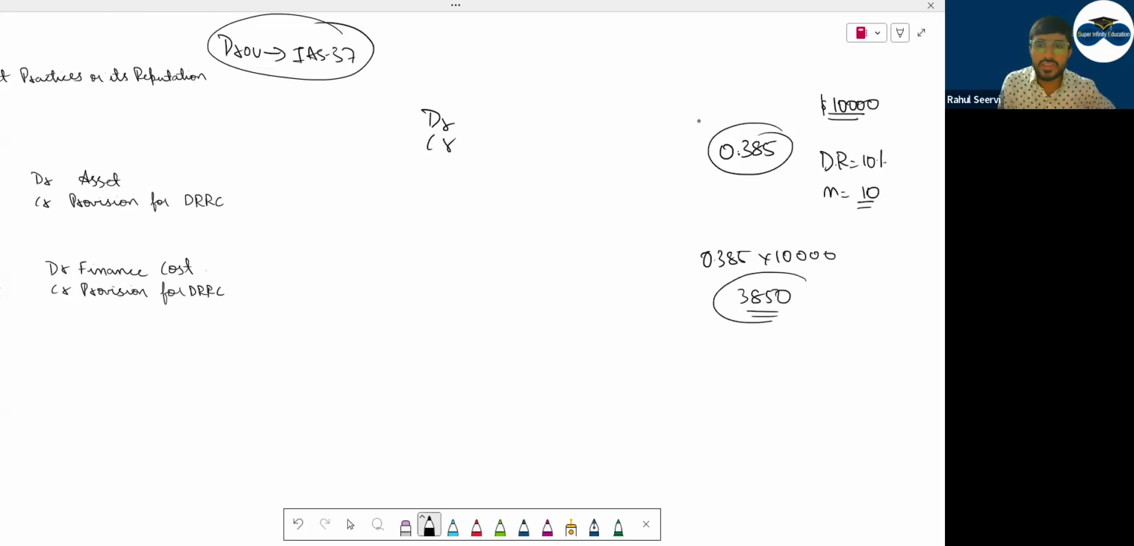So should you include this in the cost of the asset? Yes, you should include it in the cost of the asset. So if you include it in the cost of the asset, can I say it will be recorded already in PP&E, this 3,850? This 3,850 will be recorded in PP&E.